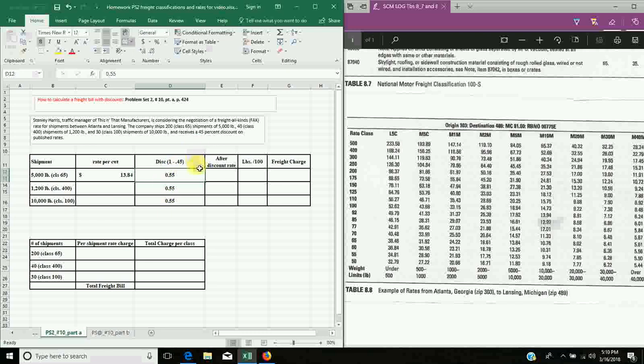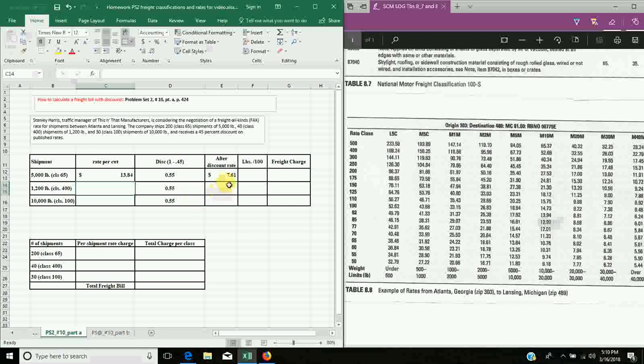Now, if you remember, he gets a 45% discount. So if it's 45% discount, you simply subtract 0.45 from 1 to get 0.55 or 55%. So it's basically 45% off of 100% is 55%, or 0.55. And then you multiply these two together. So let's do that. I'll just do it in this Excel spreadsheet. Our discounted rate is now $7.61.